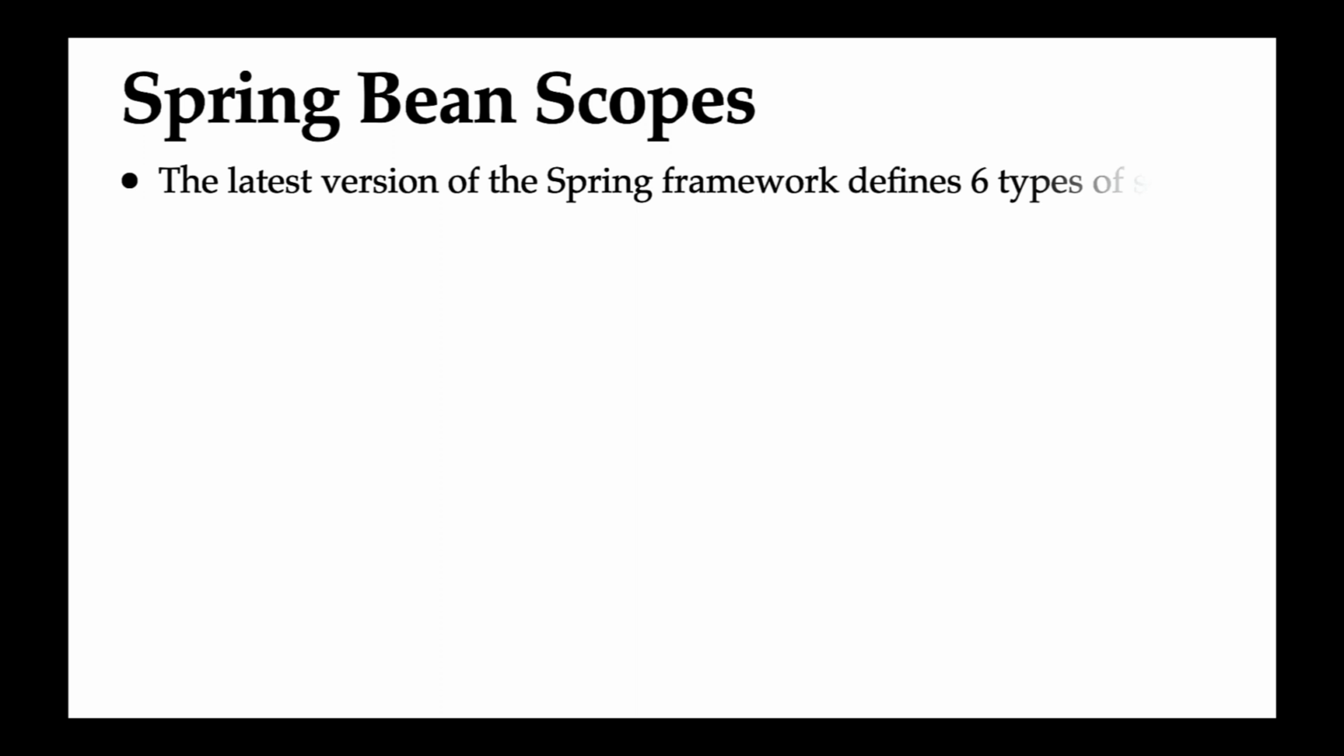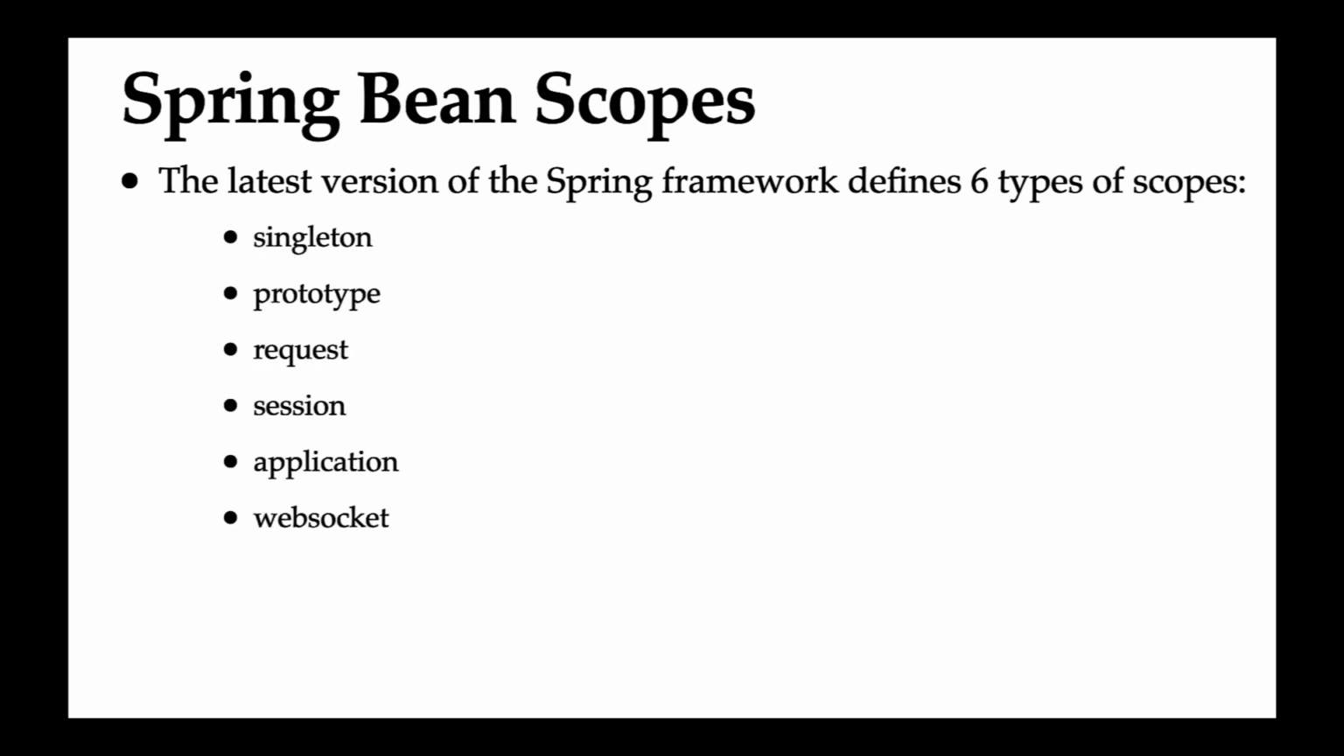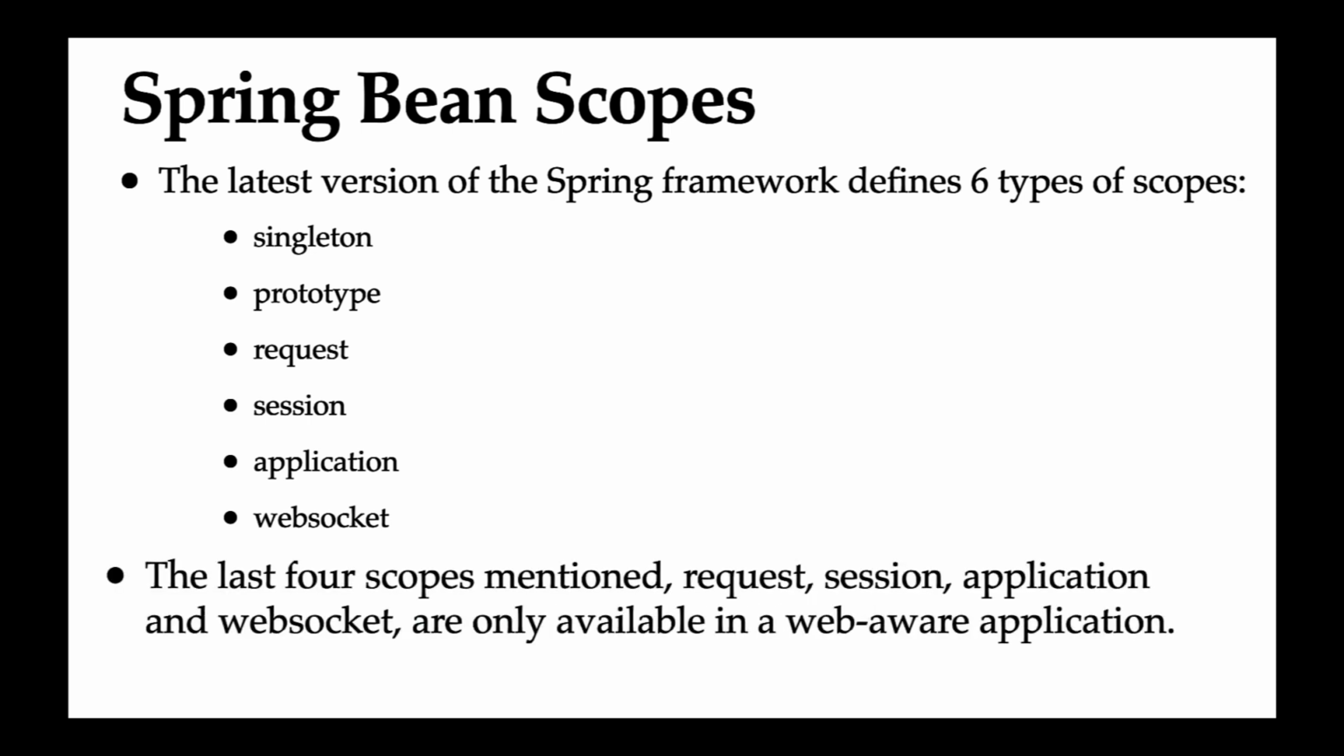Hi everyone, welcome back. In this video, let us take a look into @Scope annotation. Well, the latest version of Spring Framework defines 6 types of scopes: singleton, prototype, request, session, application, and WebSocket. The last 4 scopes, such as request, session, application, and WebSocket, are available in a web-aware application. So in this video, we are going to see how to use @Scope annotation to define singleton and prototype bean scopes.